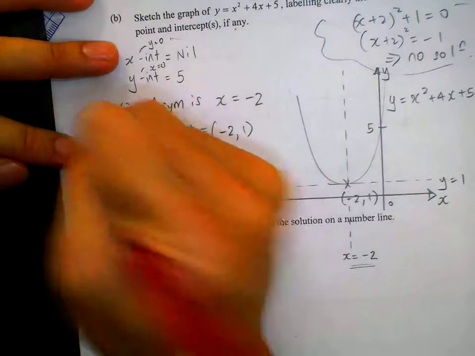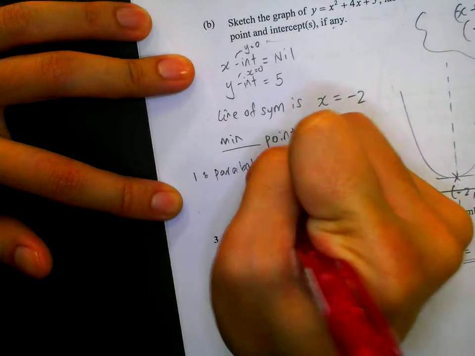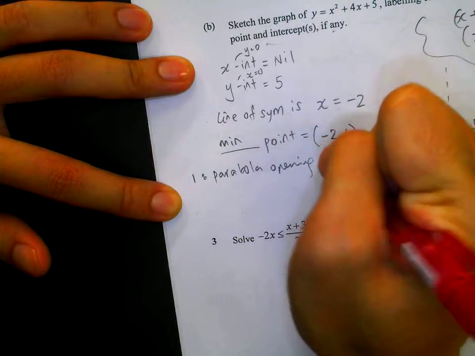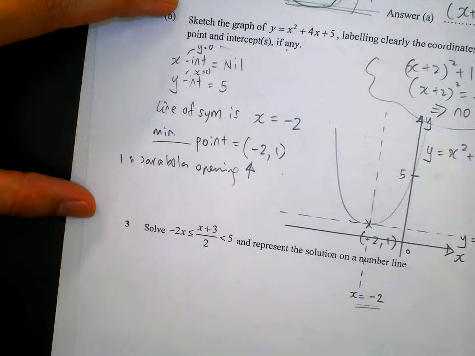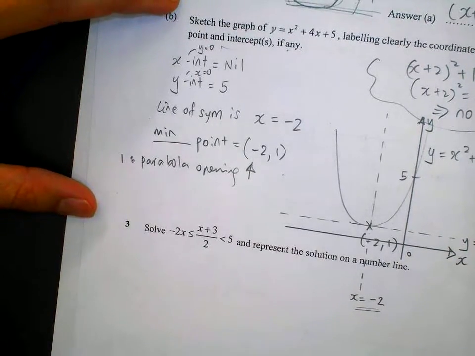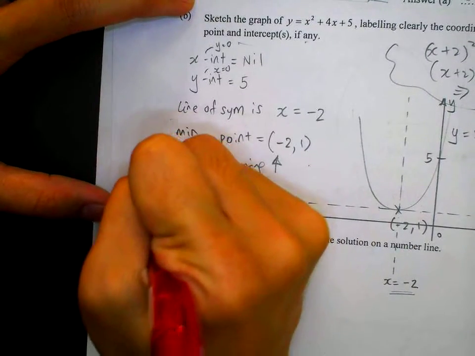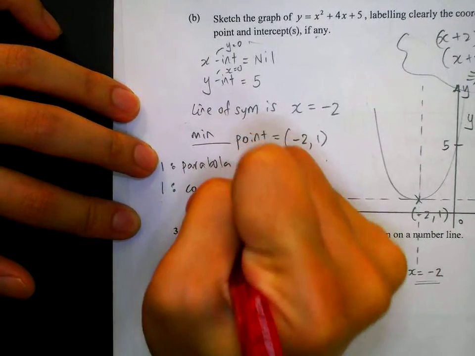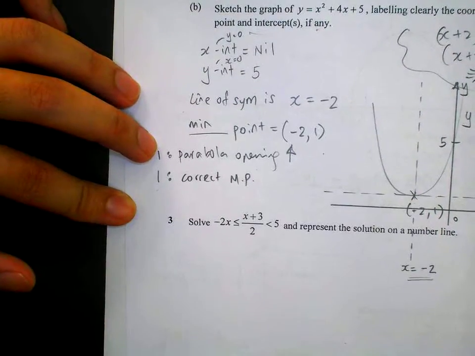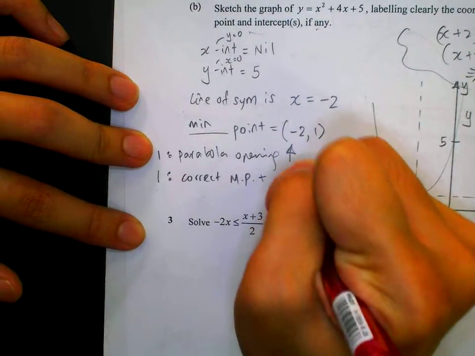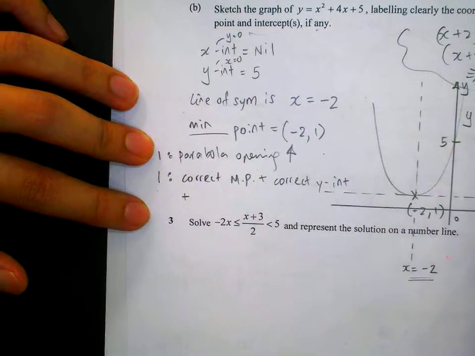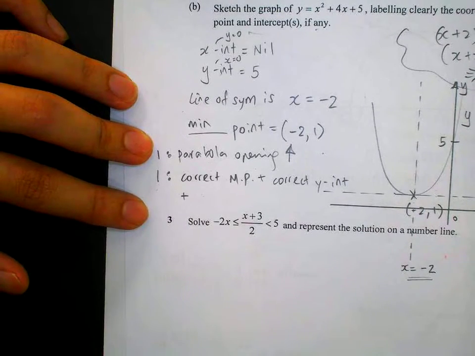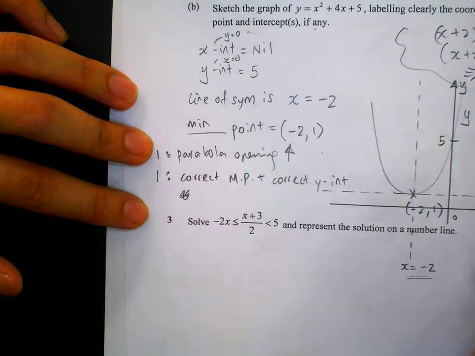1 mark for parabola opening upwards. That's 1 mark. Your parabola wrong place, to the left, to the right, up, down, nonsense parabola. As long as parabola opening upwards, I give you 1 mark. Next, 1 more mark is for the correct minimum point plus correct y-intercept. Okay? Then that's your 2 marks.